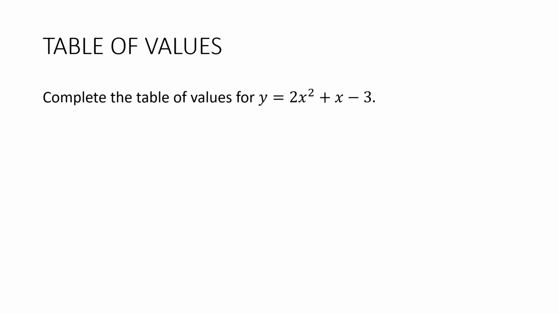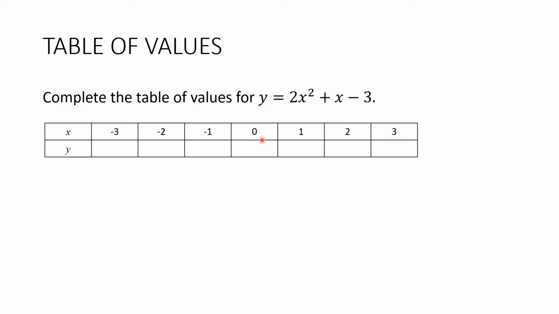Let's do one more. Complete the table of values for y equals 2x squared plus x, take away 3. Start again at 0. 0, 0, negative 3. Now let's put in 1. 2 plus 1 is 3, take 3 is 0. Putting in 2, I get 8 plus 2 is 10, take away 3 is 7. And then finally putting in the 3, I'm going to get 2 9s 18, 21, take 3 is 18.